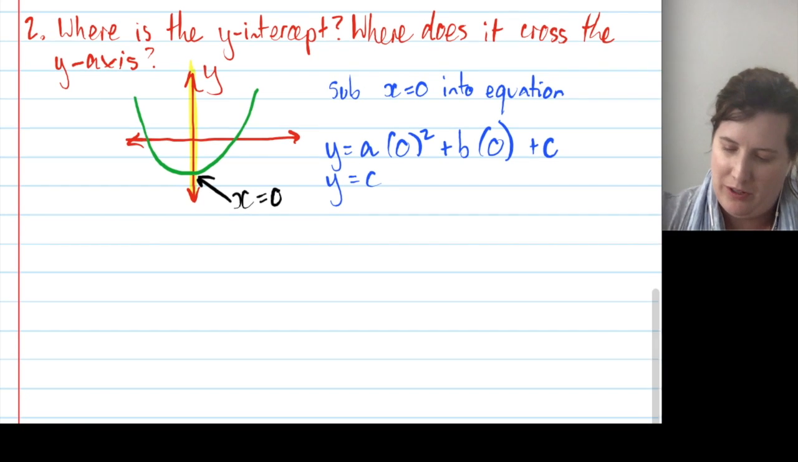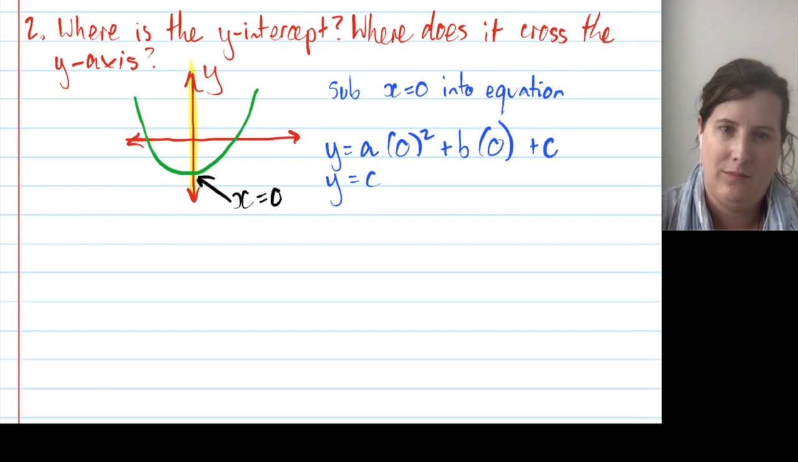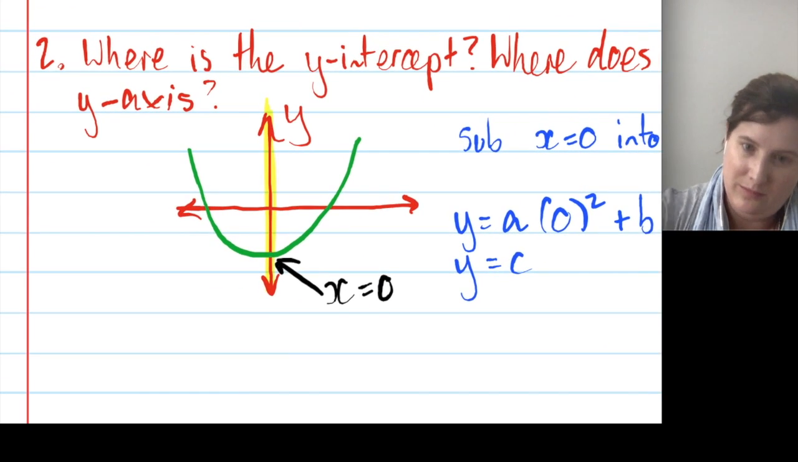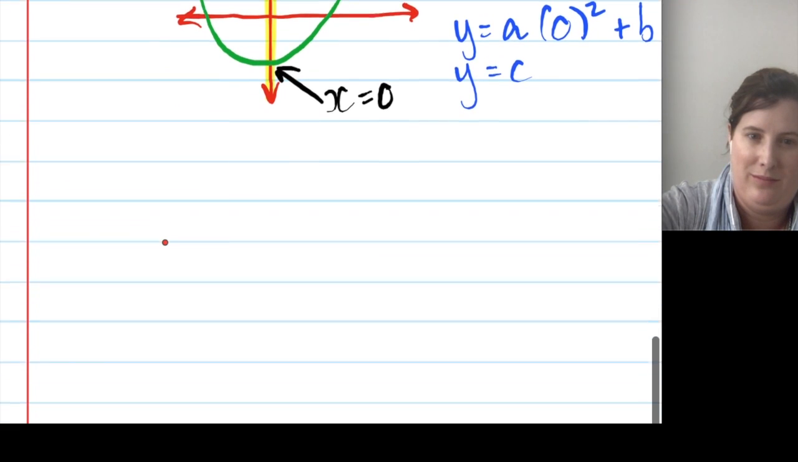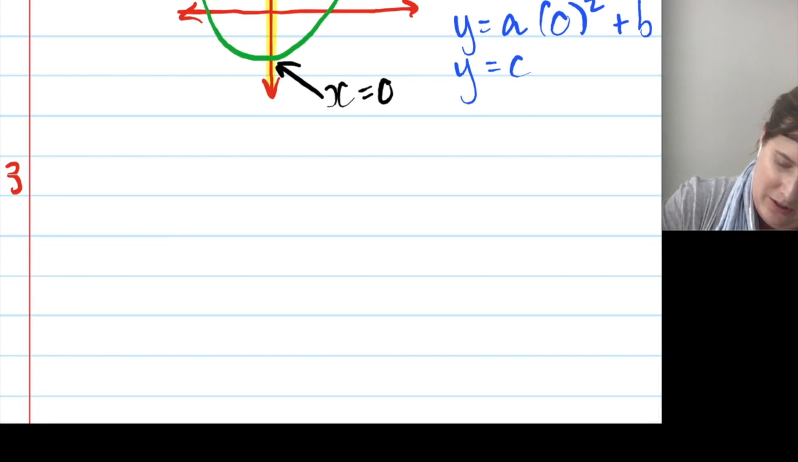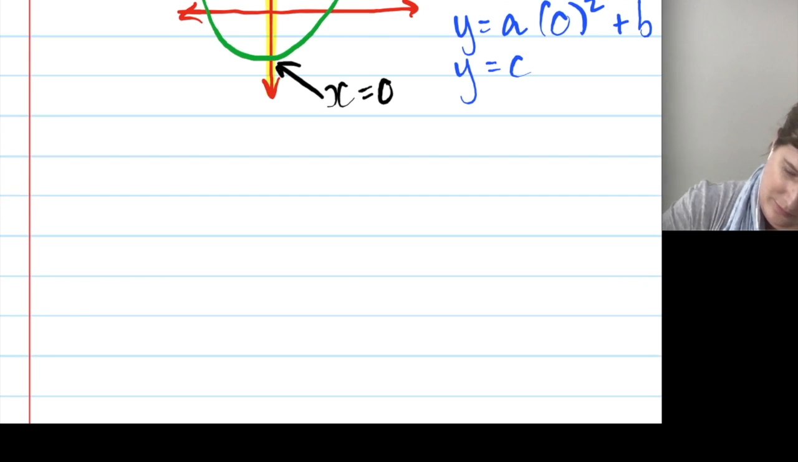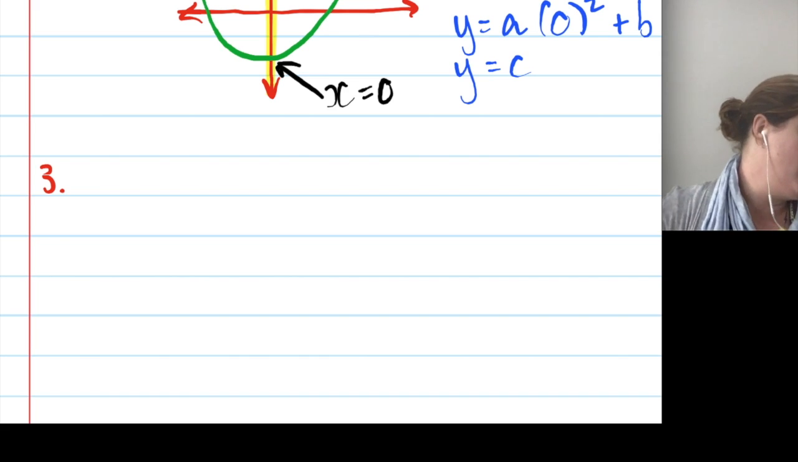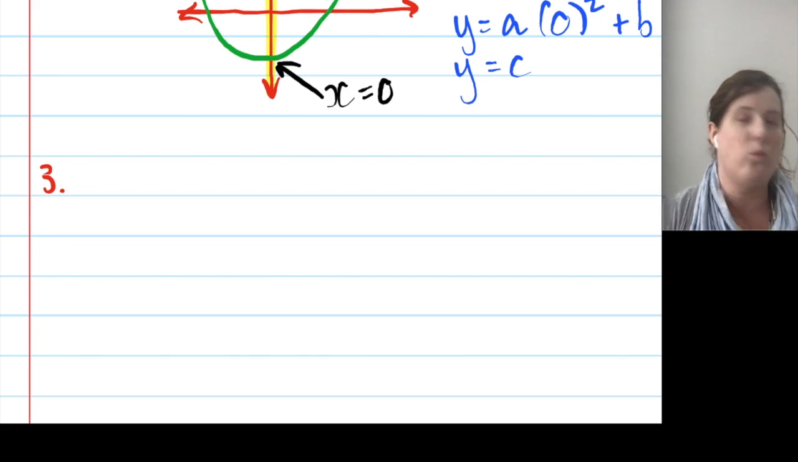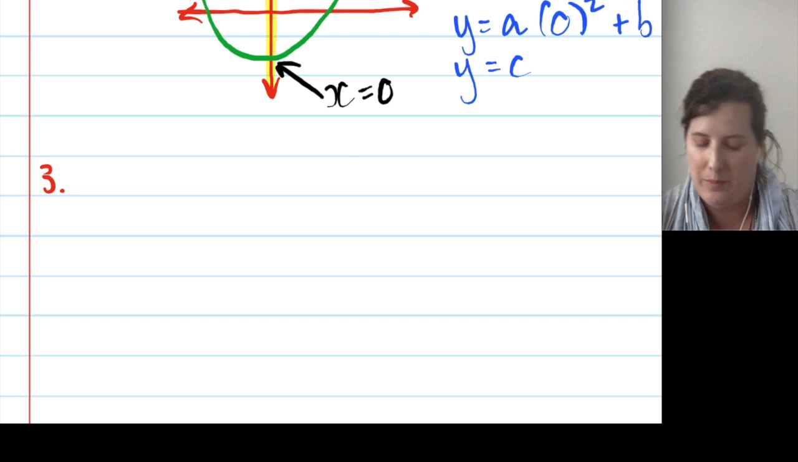Third question we need to know. Third thing we want to know is, what are the x-intercepts? This is the hard bit.